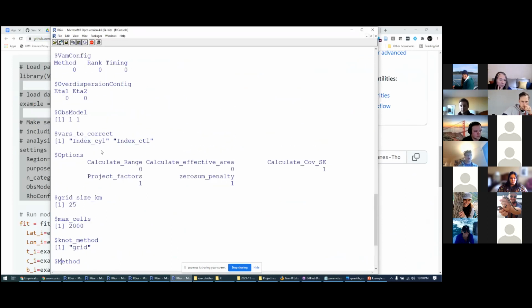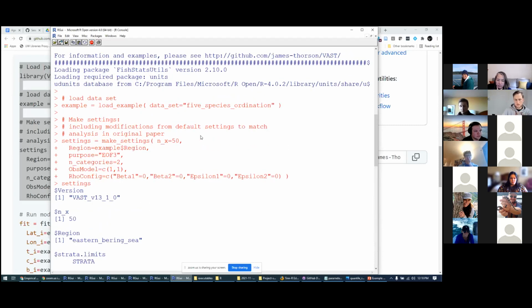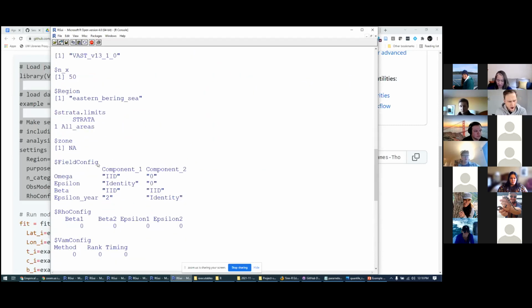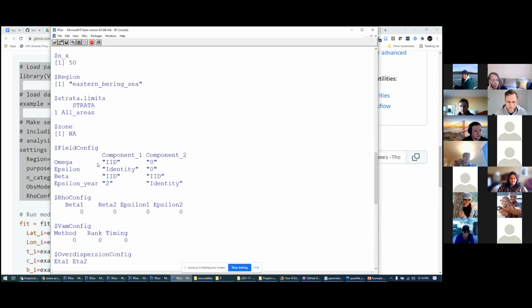There's some extra options that have changed between runs. The OBS model has changed in ways that I'm not really going to get into. But as we started to talk about, the field config is where the biggest decisions are being made. In this case, I'm using a Poisson-linked delta model, which generates variation in encounter probability and positive catch rate using a single component. And so I'm turning off component 2 for some of these terms, except the beta term. And then I've got an IID variation for omega.